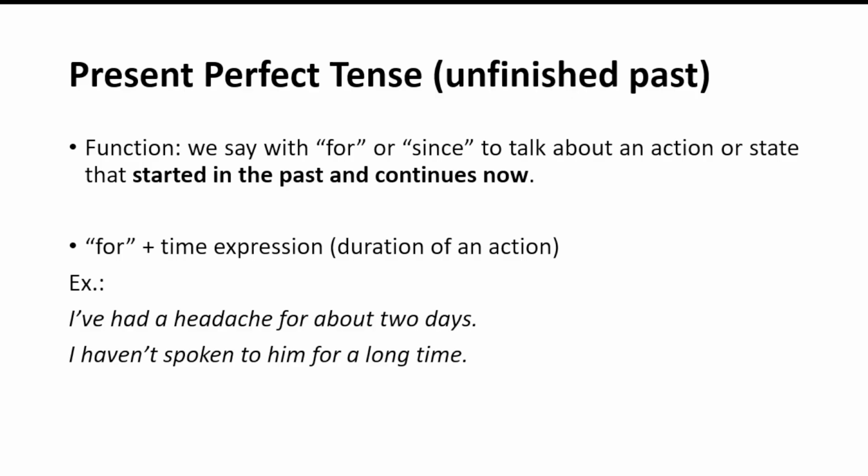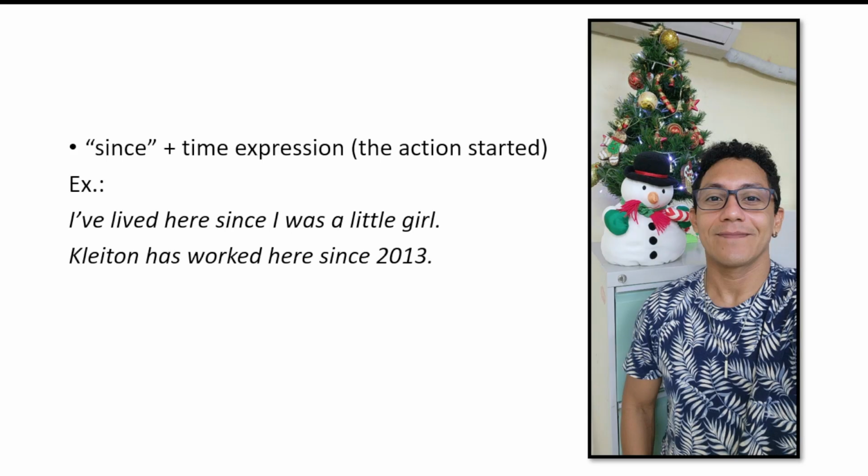Another example is, I haven't spoken to him for a long time. And for is the preposition. What's the duration of the action here? A long time. This is unfinished past examples. So the word since, for example, plus time expression, the action started. For example, we can say, I've lived here since I was a little girl. Another example is, Clayton has worked here since 2013. This is since plus time expression, the action that started in this period.